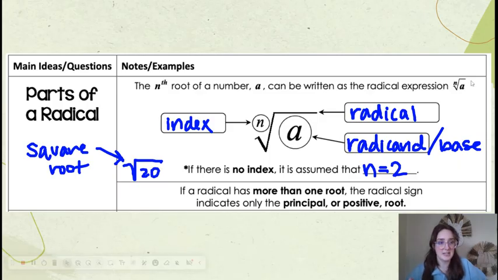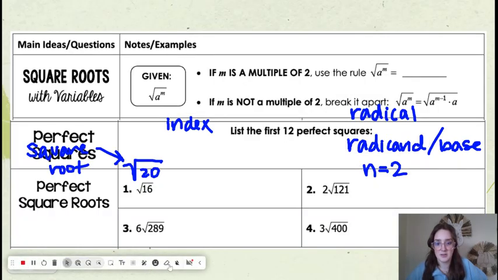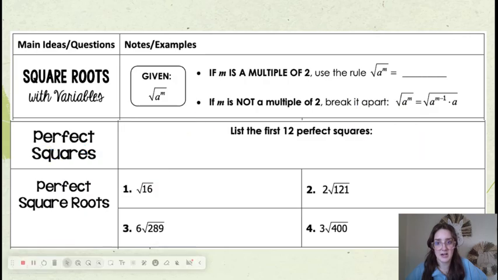All right, we're going to jump to our next slide. Looking at this slide, main ideas. Starting with square roots with variables, so unknowns with variables. If we're given a square root, because there's no number for the index, of a to the power of m, and m is a multiple of 2, so if our exponent is a multiple of 2, this is the rule we'll use, or like the hack.